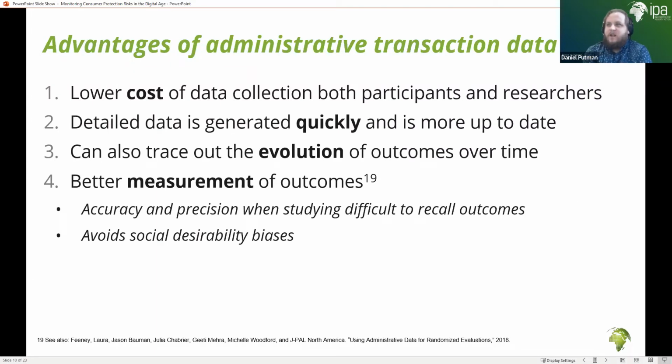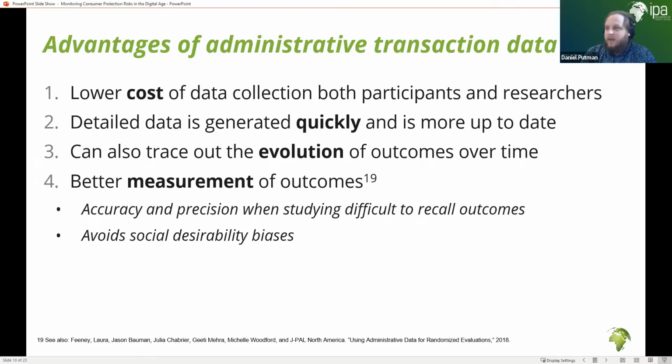The advantages of this: you have a lower cost of data collection, as compared to a survey or an audit study, which can be more costly. You have detailed data, which is more up to date. You can also get the full stream of data over time, so you can map out the evolution. When you do a survey, you get the first time and the second time, so you get two snapshots out of a film. This is continuous, and so that's nice as well.